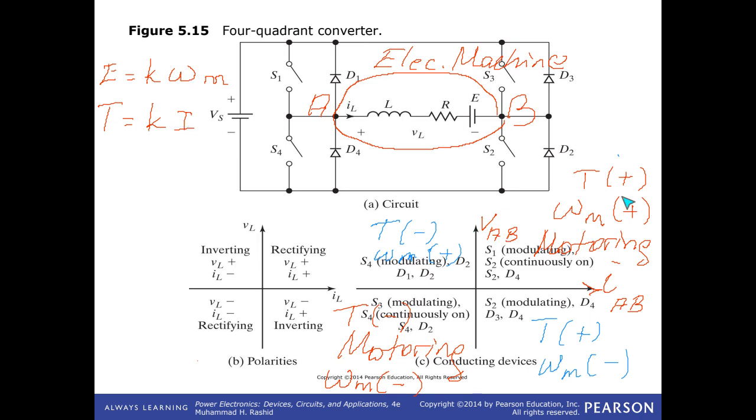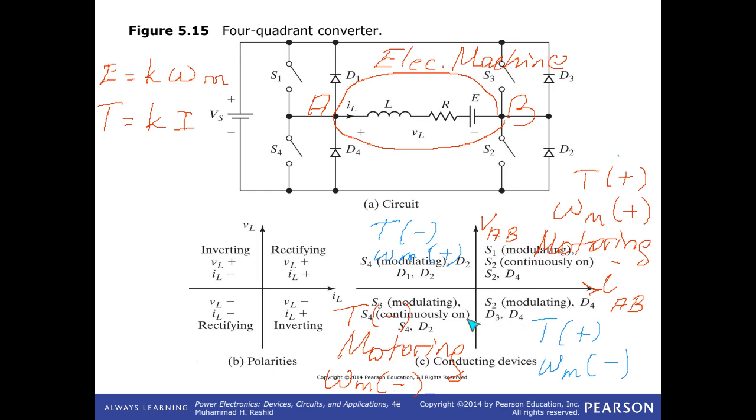That is motoring. However, if you run the S3 and S4 pair in the third quadrant, you are actually giving a negative voltage to this system. That E is also reversed, and also current direction is reversed. Then you are again giving input power to your electric motor, but in reverse direction. It is motoring. Torque is negative, and also speed is negative. It's motoring.